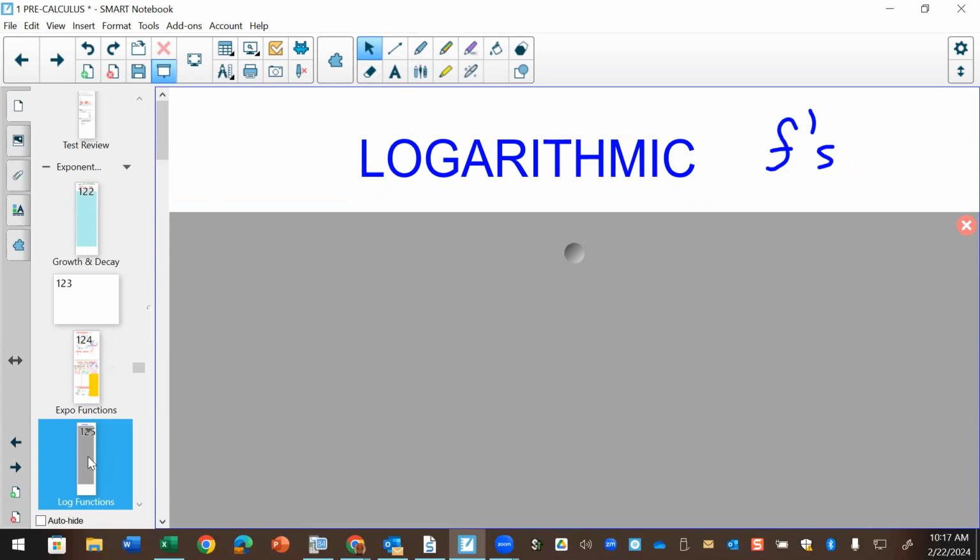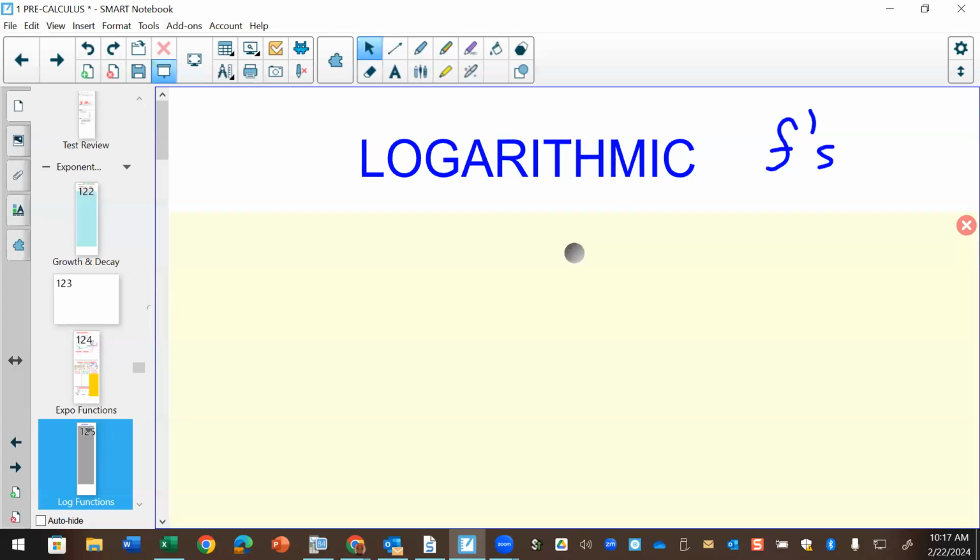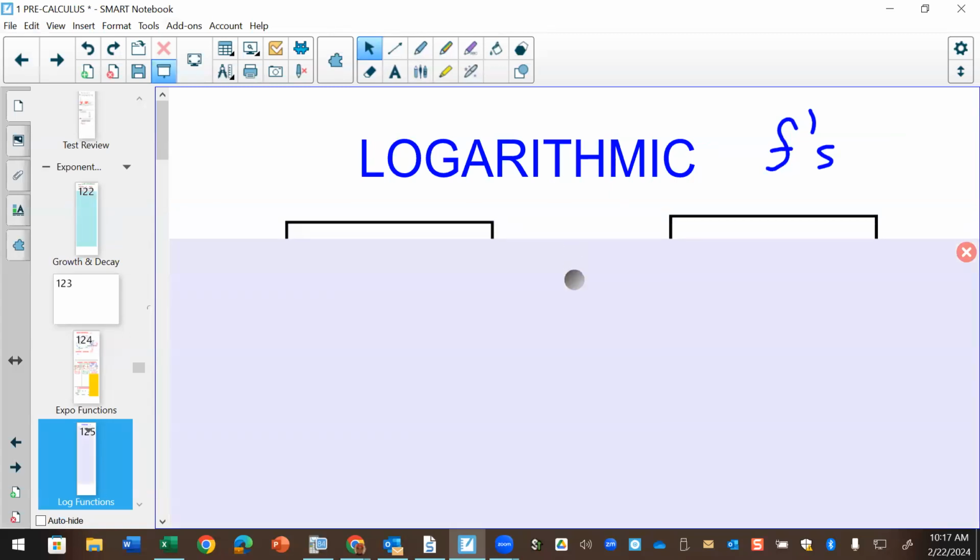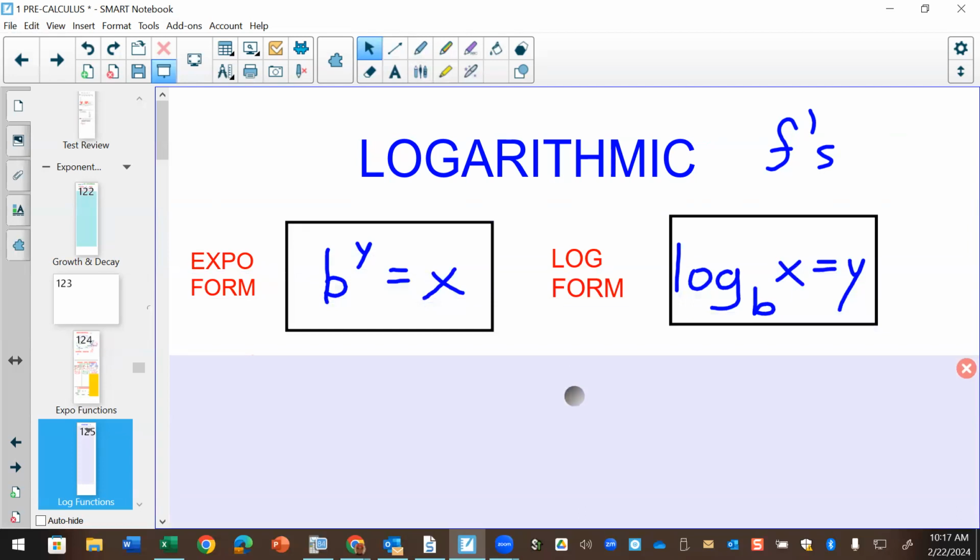And this is day 1 of the unit, so start slow. Crawl, then we'll walk, then we'll run eventually. I love this unit. First thing you got to know is that there is a form for expos and a form for logs. And we need to go back and forth from one to the other. Okay. Write those down. Expo form, b to the y equals x. Log form, log base b of x equals y.